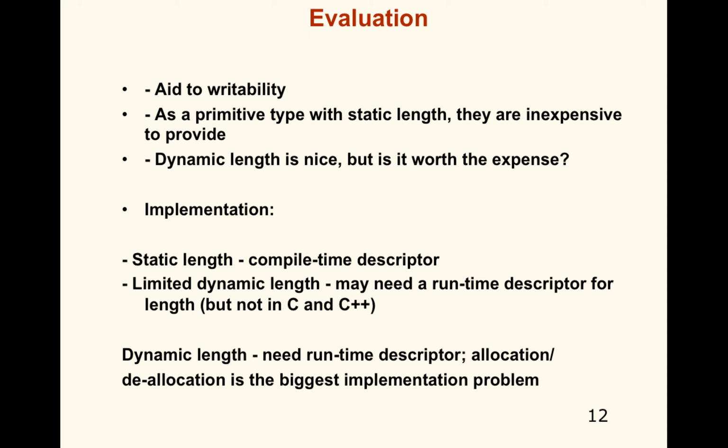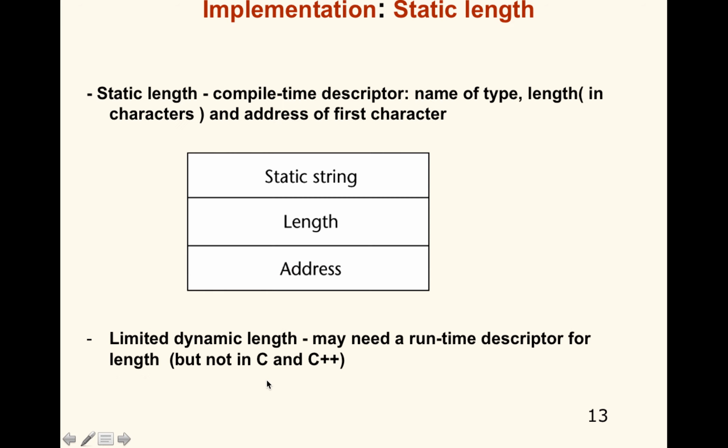So if we make a string 2,000 characters long, but we only put 100 in there, when we put a null character at 100, we don't have to waste our time going through the rest of it because we know it's empty. So the dynamic length needs a runtime descriptor. The allocation and deallocation is the biggest implementation problem. Just a little note at the end there, letting you know that. So yeah, dynamic is supported in most languages, but not the easiest to implement, because it wastes some time in processing.